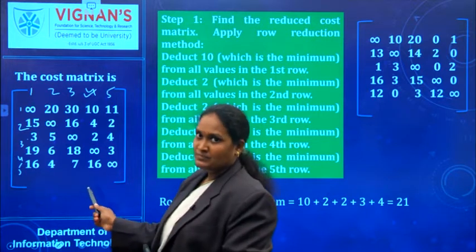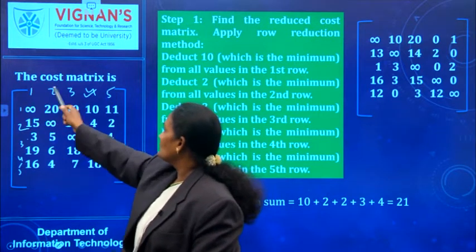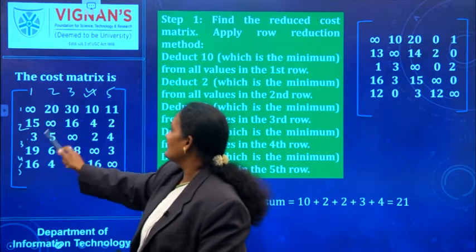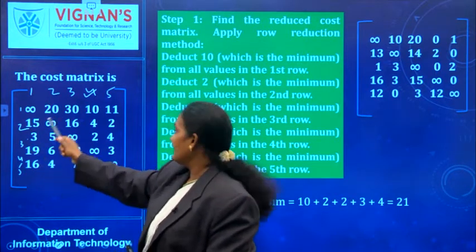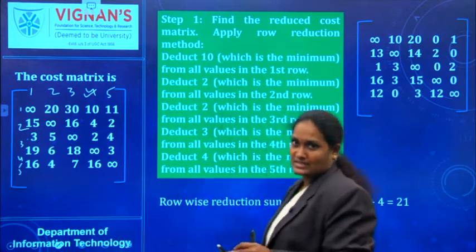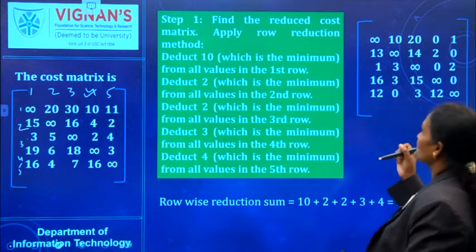In the same way, cost of 2 to 2 infinite, 3 to 3 infinite, 4 to 4 infinite, and 5 to 5 also infinite. The cost of traveling 1 to 2 is 20, 2 to 1 is 15. Traveling 1 to 3 is 30 and 3 to 1 is 3. Like that, here we are given a cost matrix. Now, how to get the reduced matrix for this? Let us see how to get the reduced matrix.